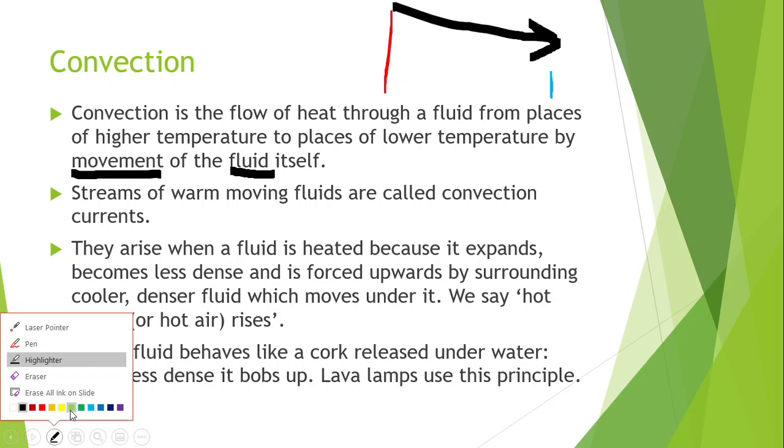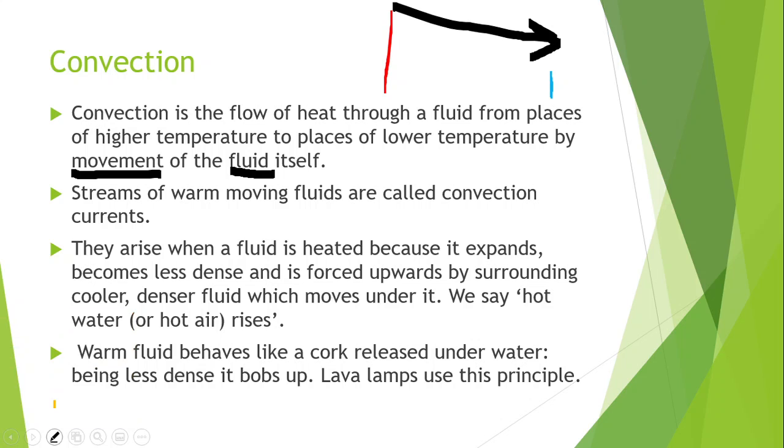Streams of warm moving fluids are called convection currents. They arise when a fluid is heated because it expands, becomes less dense, and is forced upwards by surrounding cooler, denser fluid, which moves under it, like hot water rises or hot air rises. Since we're talking about fluids, we talk about both liquids and gases. Now, this phenomenon is really simple and really common in our daily lives.